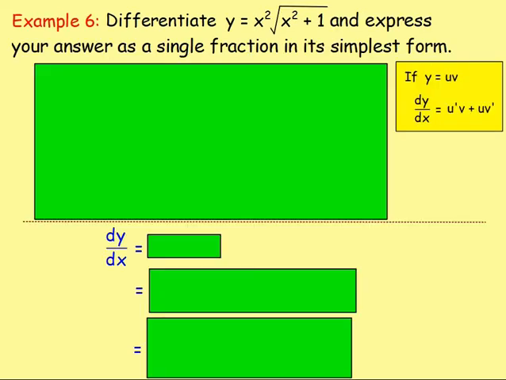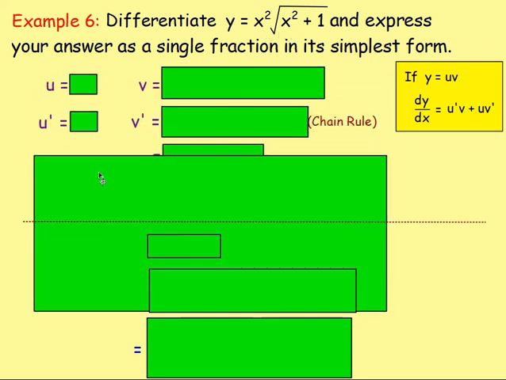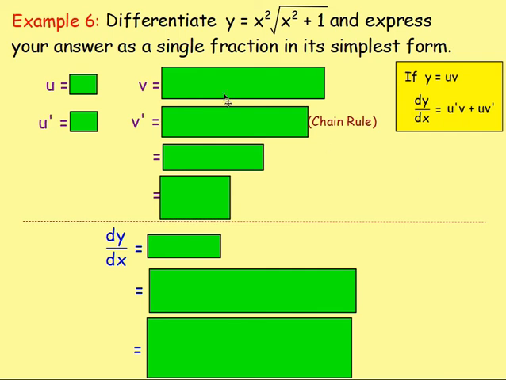Example 6. Differentiate y equals x squared times the square root of x squared plus 1 and express your answer as a single fraction in its simplest form. So the first thing for this one, what are you thinking? Yeah, product rule, good. How do you know it's a product rule? Good, because you've got one function in terms of x times another function in terms of x. So this is where you're thinking of u and v.